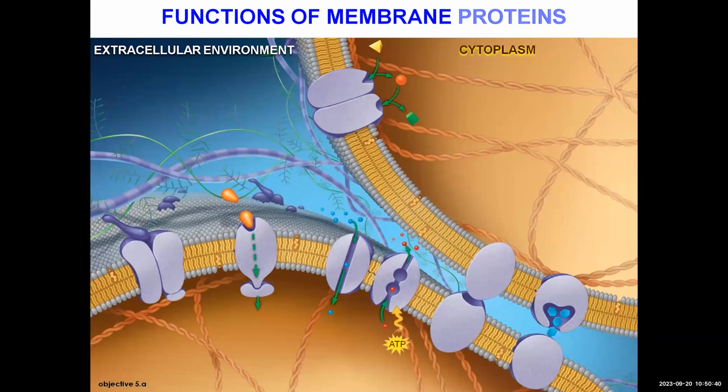Some examples of protein functions for the membrane are things like attachments. Proteins in the membrane can allow cells to attach to each other, or they can allow things like the cytoskeleton or extracellular proteins to attach to the membrane. So they form as anchors.